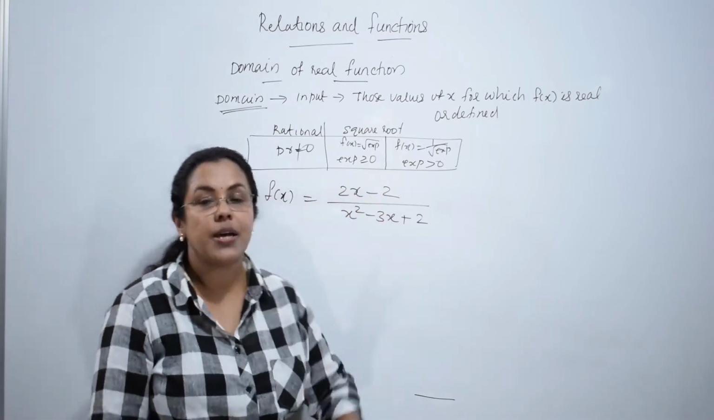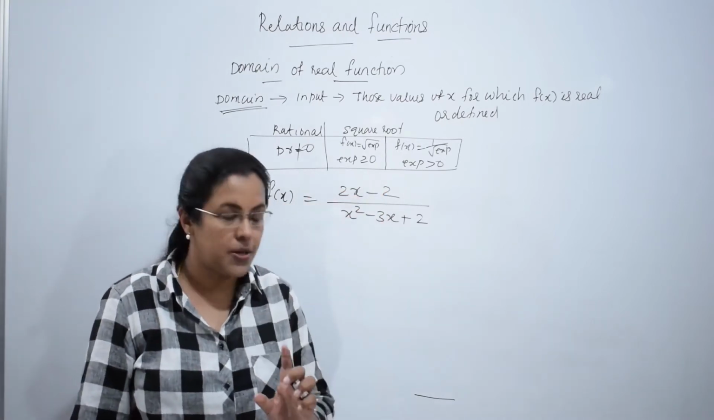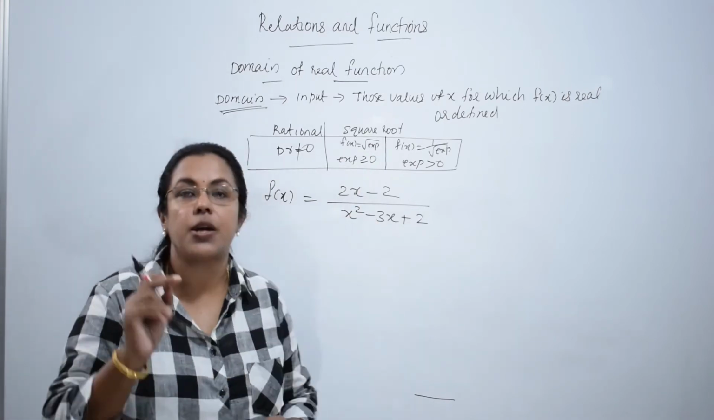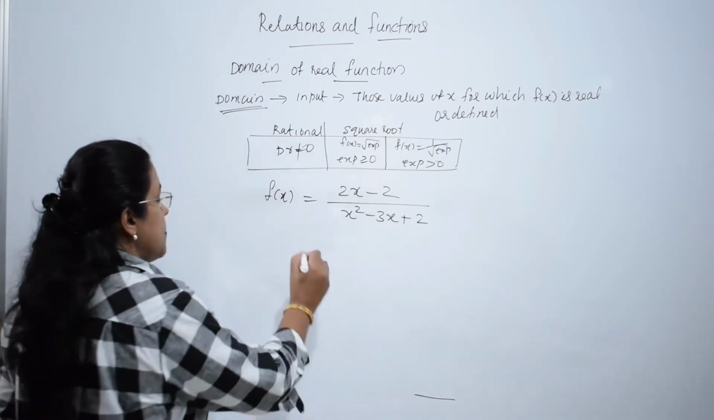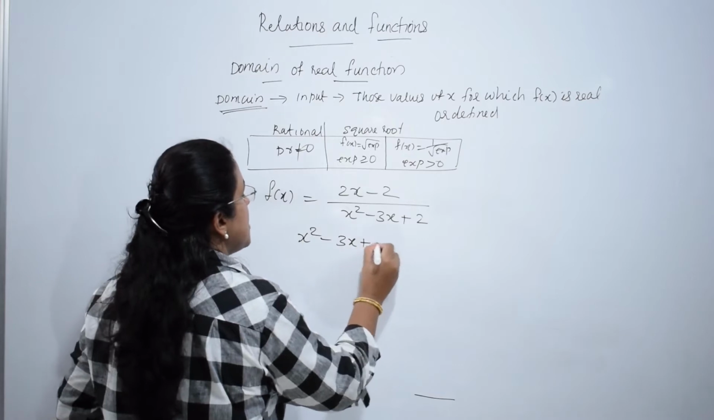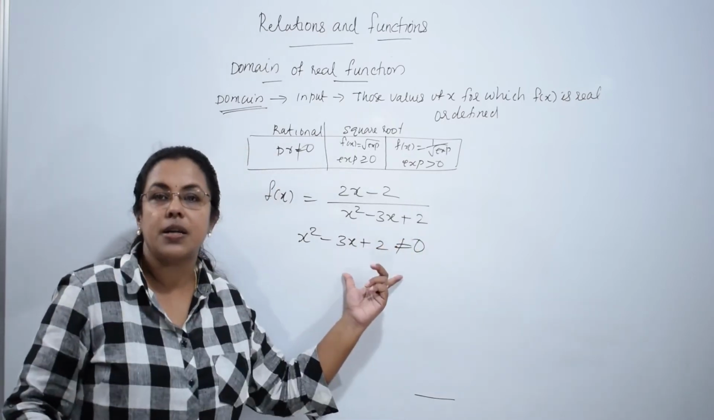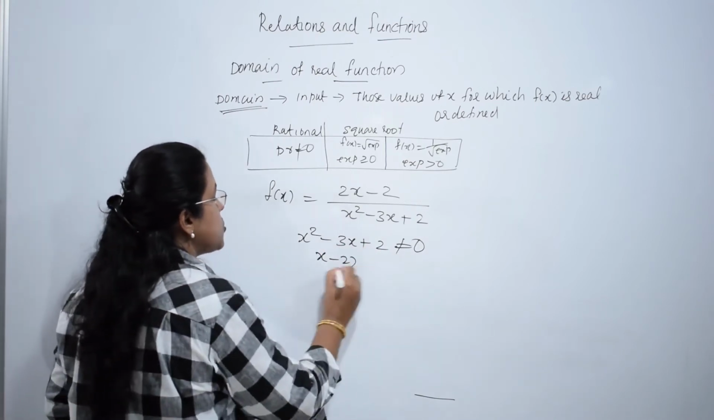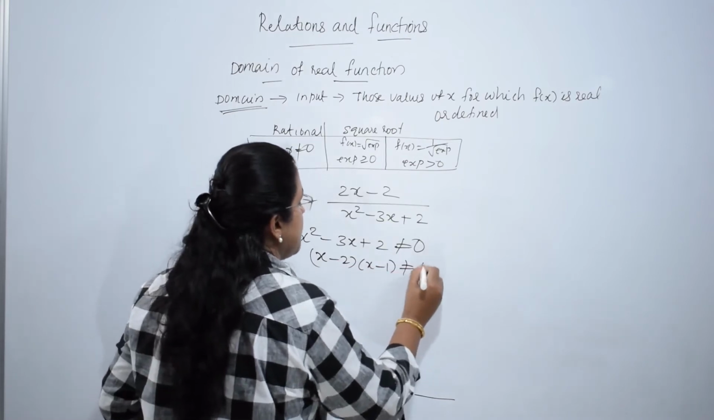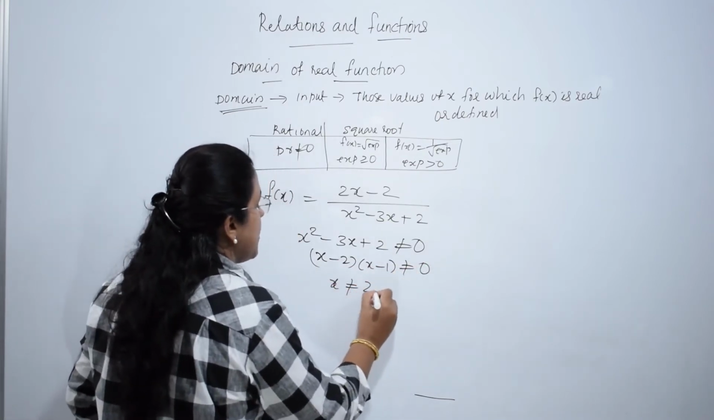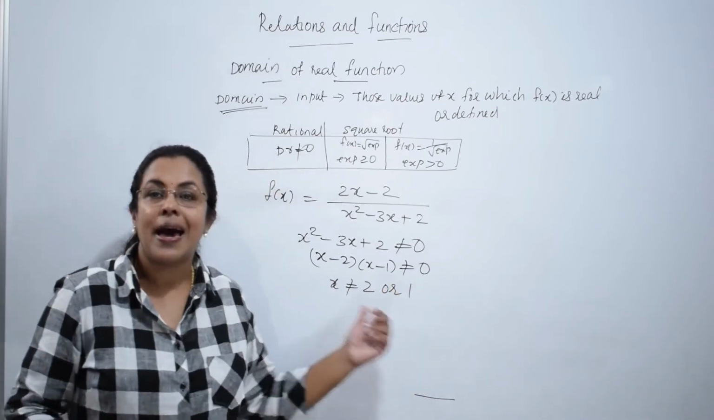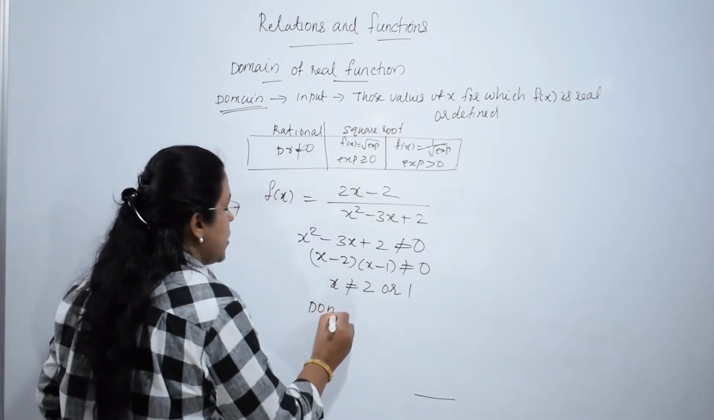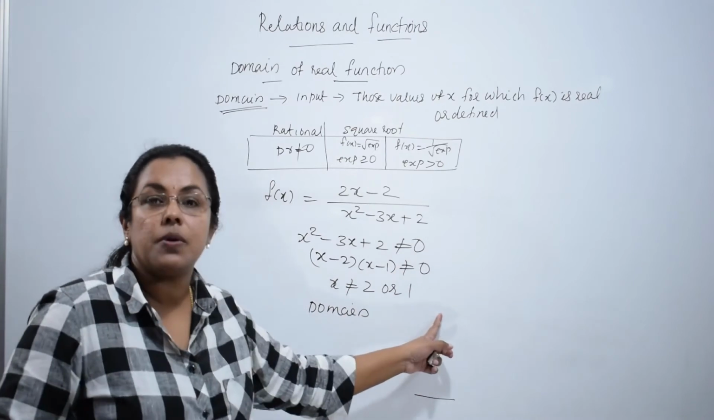Let us consider one more function. f of x is equal to 2x minus 2 upon x square minus 3x plus 2. Again, it is a rational function. Since it is a rational function, the denominator cannot be equal to 0. So, x square minus 3x plus 2 cannot be equal to 0. That gives the domain. On factorizing this, we get x minus 2 into x minus 1 cannot be equal to 0, or x cannot be equal to 2 or 1. At 2 and 1, f of x is not defined. So what is the domain?